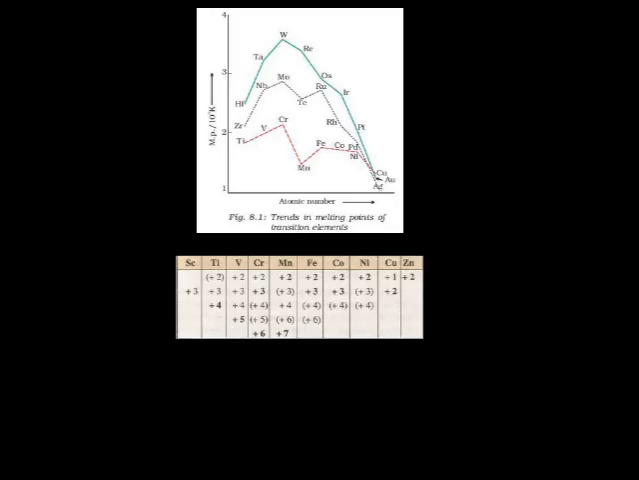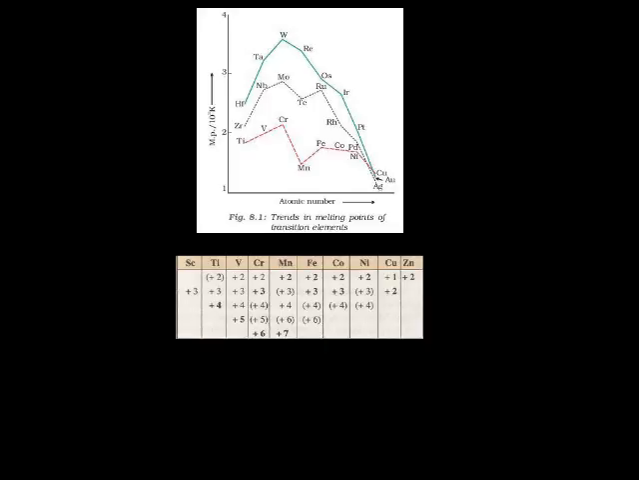The second property of transition metals to be taken up for discussion is variable oxidation states. Transition metals exhibit a large number of oxidation states. The oxidation states exhibited by the first row transition metals is given in the table on the screen.